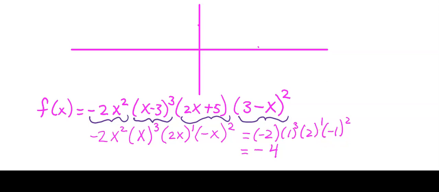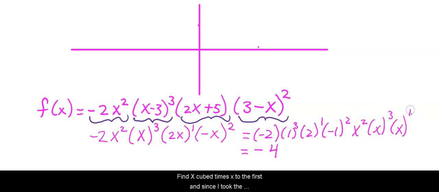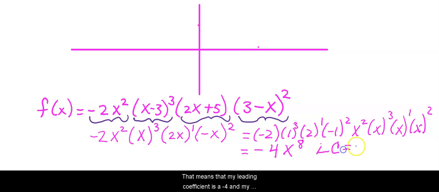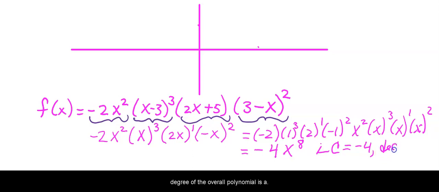Now what about the degree? I will have x squared times x cubed times x to the first times x squared again, since I took the negative off, the last is also just an x being squared. That's 2, 3 more would be 5, 6, 7, 8. This will be negative 4x to the 8th if I were to multiply it out. That means that my leading coefficient is a negative 4, and my degree of the overall polynomial is 8.